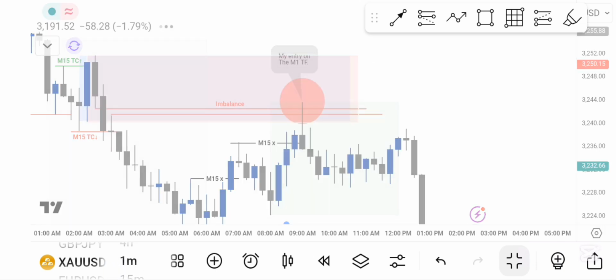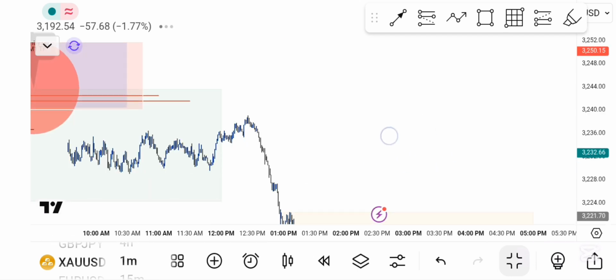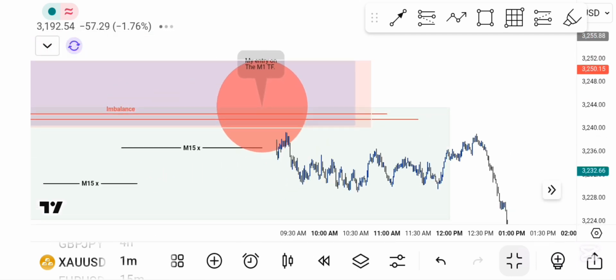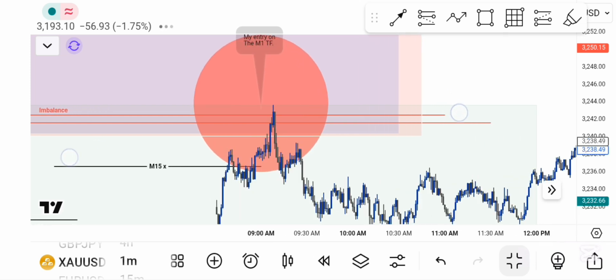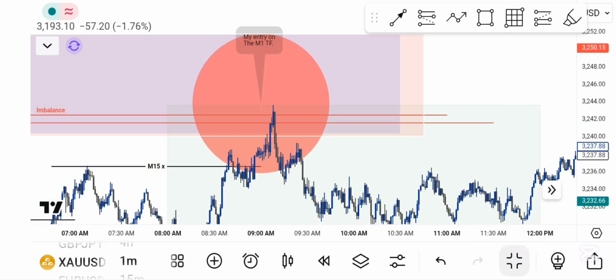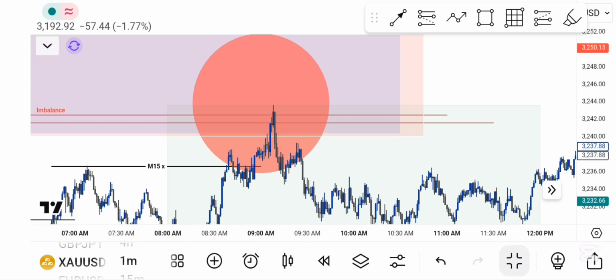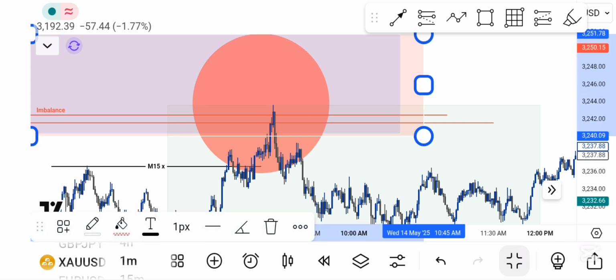I even marked it red so you can see it more clearly. You can even see it there. I marked it for you guys so you can see it more clearly. So going to the 1 minute time frame, seeing the red circle I put. Let us remove it for you guys just to make it clean. Okay, can't remove, I don't know why.